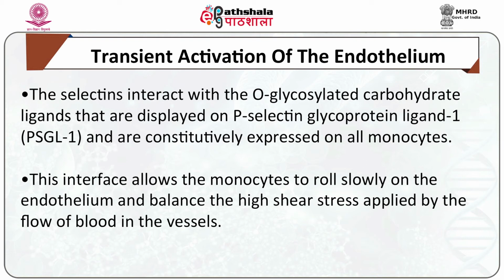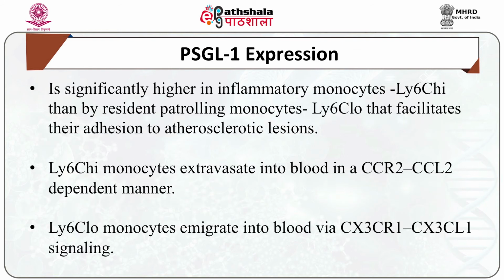This interface allows the monocytes to roll slowly on the endothelium and balance out the high shear stress applied by the flow of the blood vessels. PSGL1 expression is significantly higher in the inflammatory tissue, expressed by Ly6C-high monocytes rather than by the resident monocytes, which are Ly6C-low, and that facilitates their adhesion to the arteriosclerotic lesions.